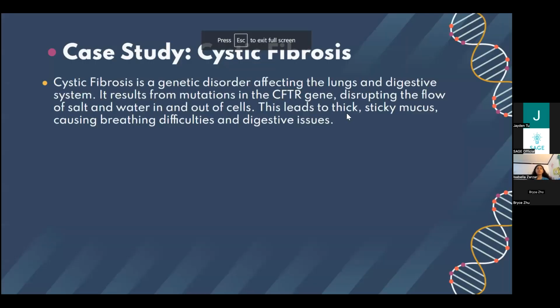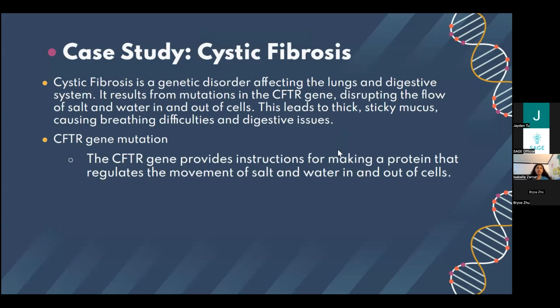Okay, so the CFTR gene mutation. Let's go over that in a little more depth. Basically, the CFTR gene provides instructions for making a protein that regulates the movement of salt and water in and out of cells. So that's the protein that controls that, right? This gene is really important for breathing and digestion.